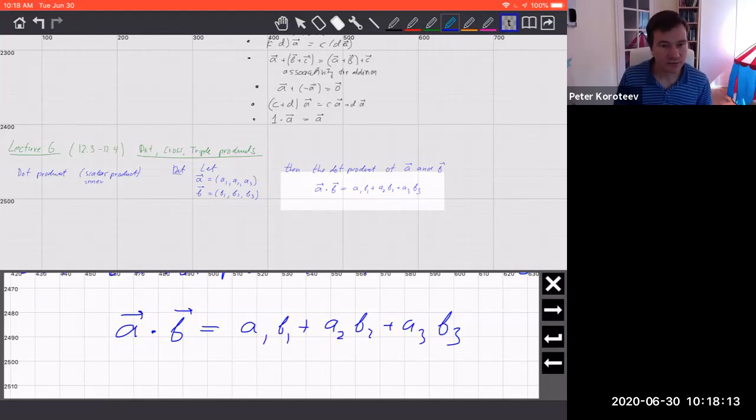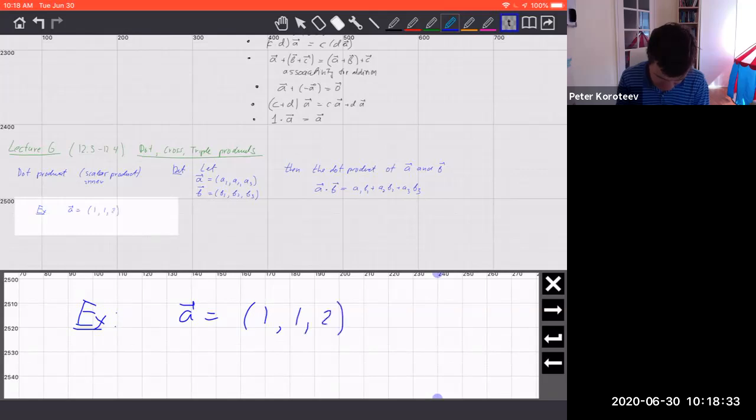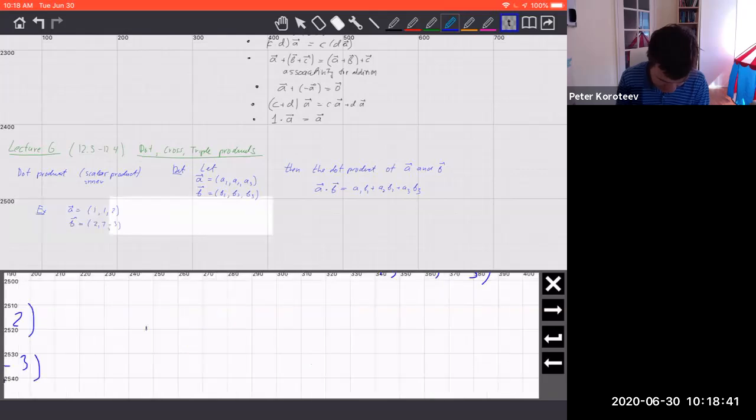So let's look at some examples. Let's take vector A equal to 1, 1, 2. Vector B is equal to 2, 7, minus 3. What is A dot B?